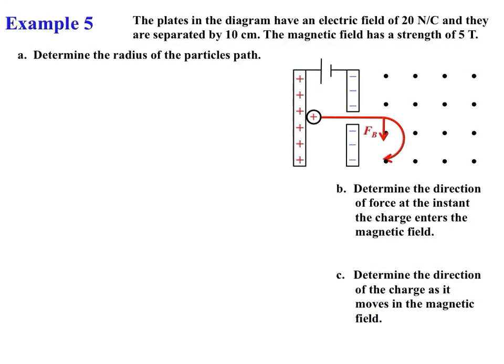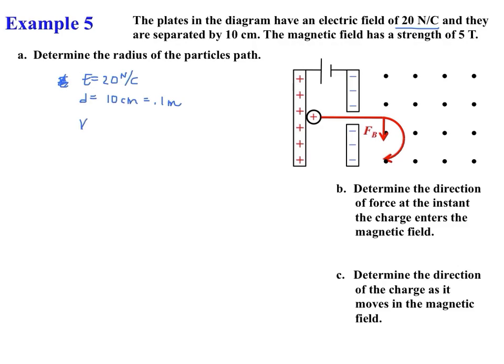Again, here you're asked to solve for the radius of the particle's path, but you're not given the initial speed, which is one of the initial conditions. So that means you need to solve for that speed. What we're going to do is use information from electrostatics, which means that we just figured out that this is a proton, that these two plates have a strength of 20 newtons per coulomb, so that's our electric field, and that the distance in between these two plates is 10 centimeters or 0.1 meters.